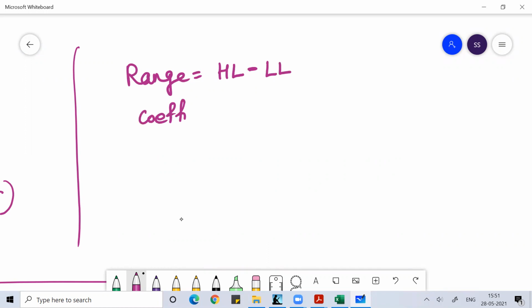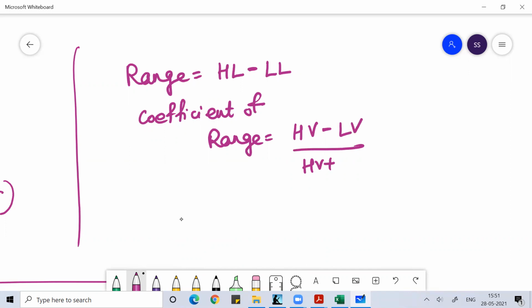Next thing, the coefficient of range. The coefficient of range would be the highest value minus the lowest value, divided by the highest value plus the lowest value, into 100. That is the coefficient of range.